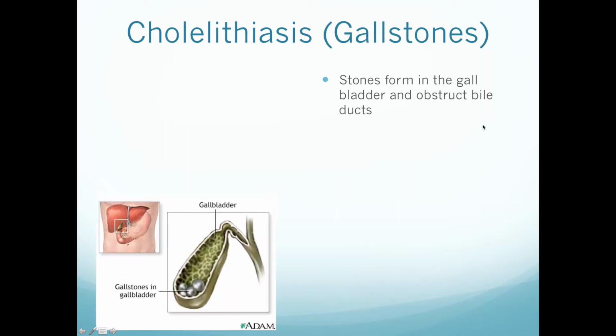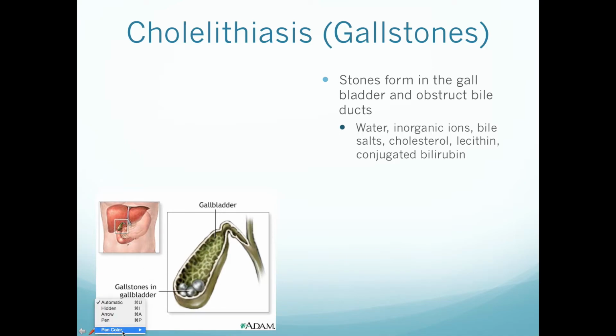So let's talk about gallstones for a second. Gallstones are made out of cholesterol, and they are fine usually until they get stuck. And we call that an impaction, when they're physically impacted. They are made up of water, inorganic ions, bile salts, cholesterol, lecithin, and conjugated bilirubin. When somebody forms a lot of these, remember, bile salts are what is necessary to break down fats. So you can give them bile salts to help treat that.